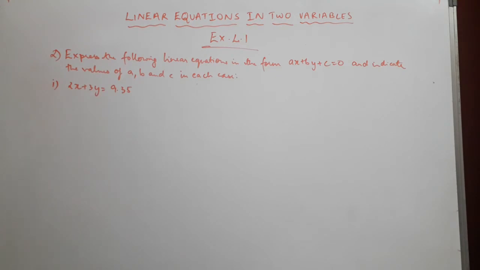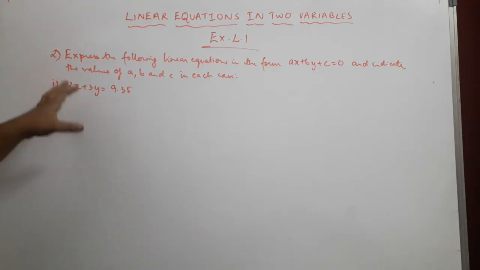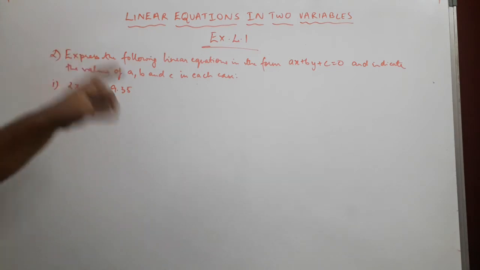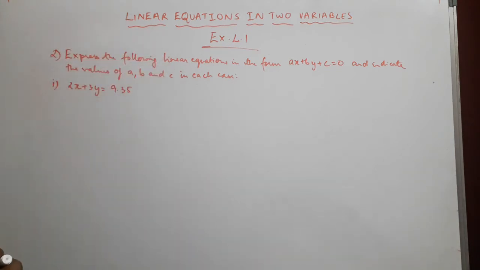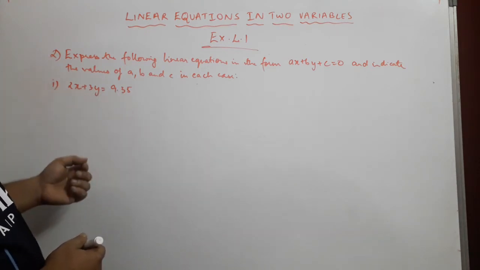Our next question says, express the following linear equations in the form ax plus by plus c equal to 0 and indicate the values of a, b and c in each case. Which means we have to compare it with our general form of the linear equation in two variables, that is ax plus by plus c equal to 0, and from there find out what are the coefficients of x, y, and what is the constant.